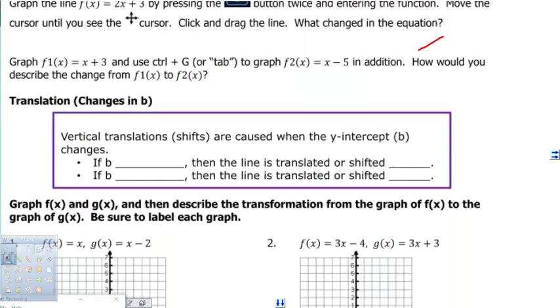So what can we pull from this? Well, it says vertical translations or shifts are caused when the y-intercept changes. If b increases, then the line is shifted up. If b decreases, then the line shifts down.